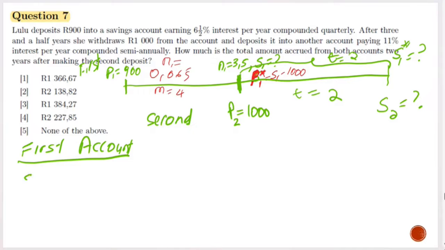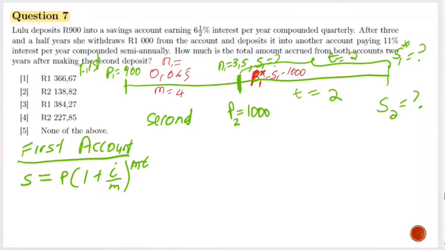So our simple interest formula is your compound interest, I'm sorry, guys. Your compound interest formula is going to be equal to P into 1 plus. Remember, once you see things that are compounding so many times, use this formula. Use this formula, it will never disappoint you. So you use this formula, you want to get your S1.